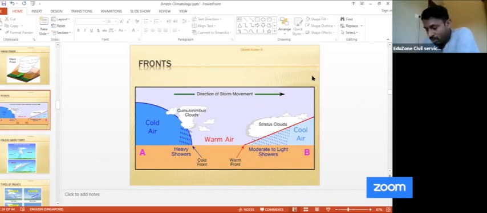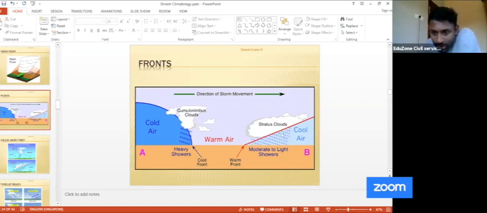Next point, results in stratus clouds. Stratus cloud, you remember, it's a flat spread cloud, right? So results in stratus clouds leading to light to moderate rainfall. And star mark, you can remember one thing, write one thing, almost entire rainfall occurs in the colder region. Can you see it here?